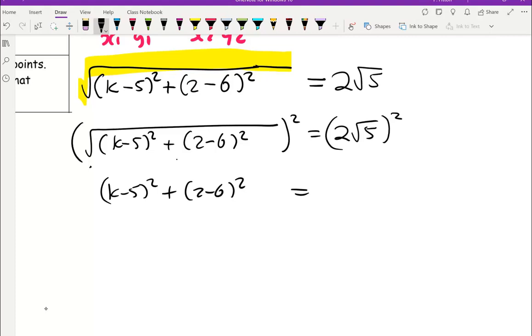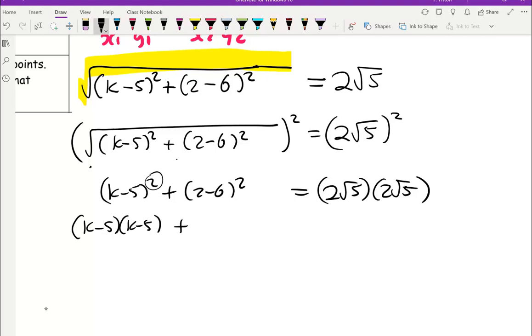On the right hand side, no harm using back-to-back brackets if you're a little bit stuck. Now we need to square out our brackets. So remember, squaring means back-to-back. So k minus 5 by k minus 5, plus now 2 minus 6 is easy. 2 minus 6 is obviously going to be minus 4, and we're just squaring that as a number. Multiply by 2 root 5 times 2 root 5.